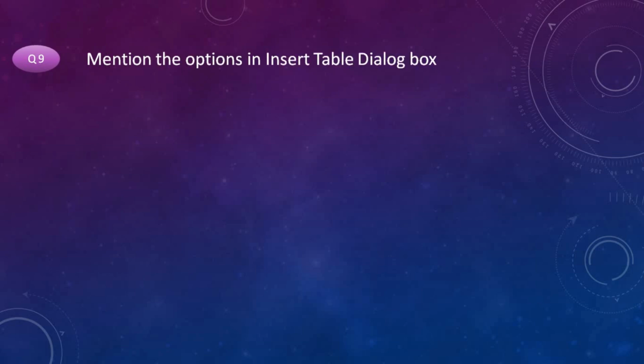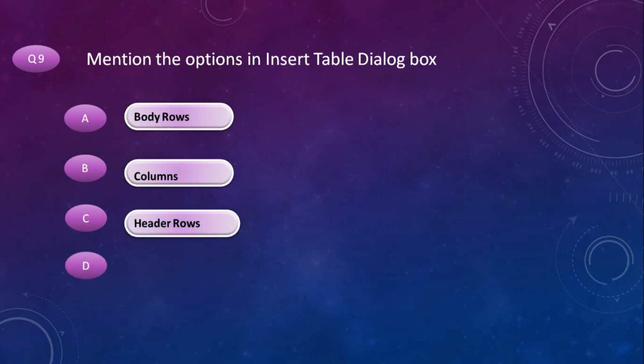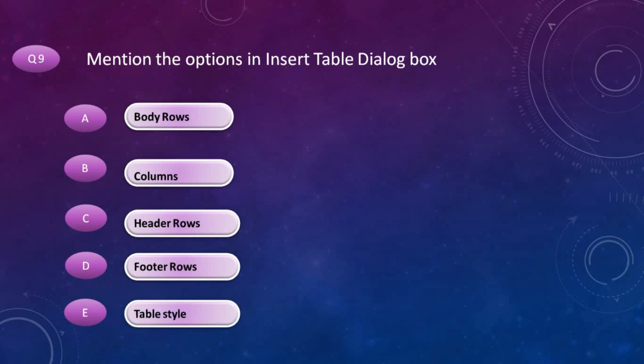The next one, mention the options in insert table dialog box. Body rows, columns, header rows, footer rows and table style. The options in the insert table dialog box are body rows, columns, header rows, footer rows and table style.